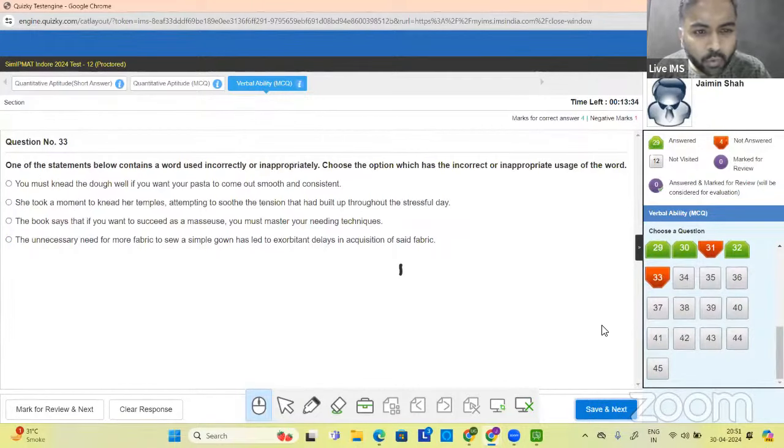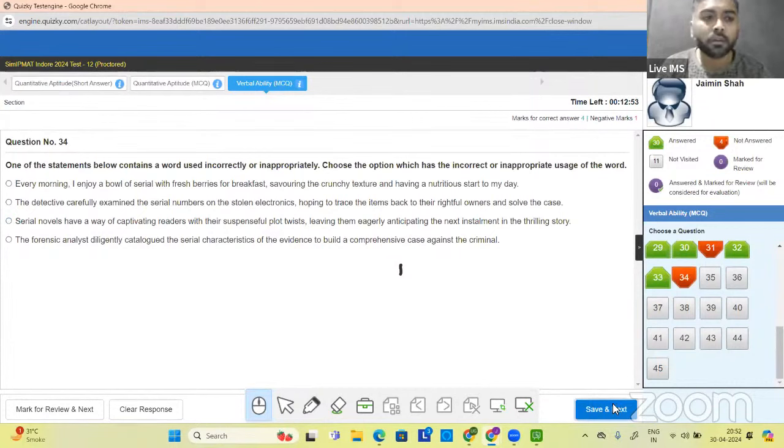Okay. One used incorrectly and inappropriately. You need to choose the one which is incorrect. You must knead the dough well if you want your pasta to come out smooth and consistent. You took a moment to knead her temples, attempting to soothe the tension that had built up throughout the stressful day. The book says that if you want to succeed as a baker, you need to be mastering a kneading technique. So this is a problem here. Kneading technique is a problem.